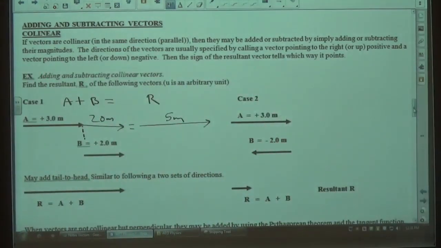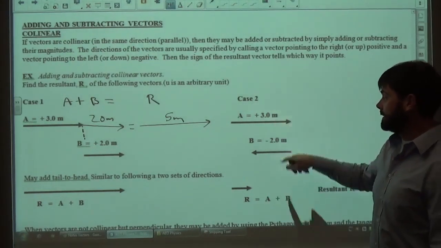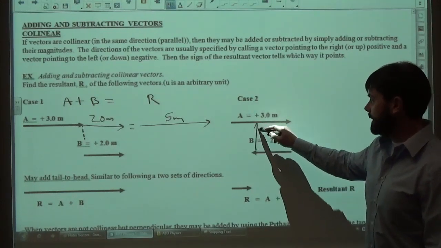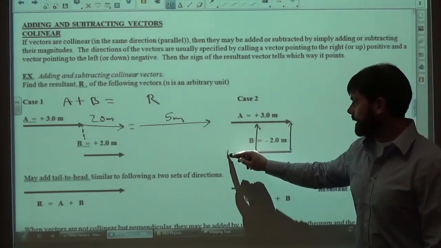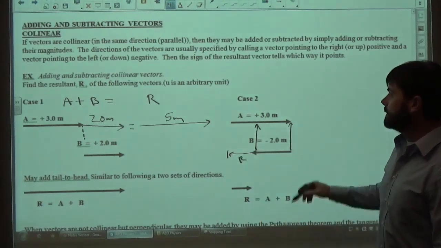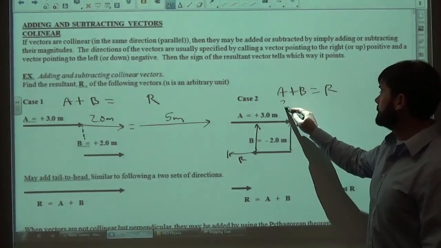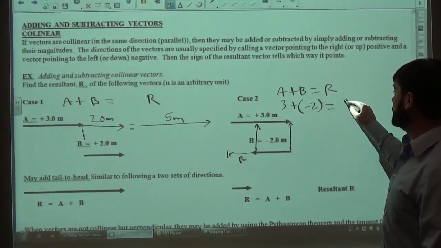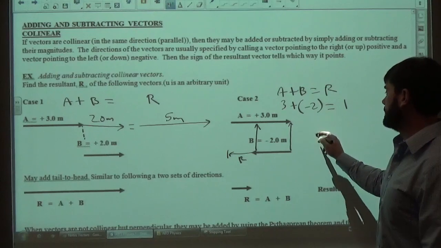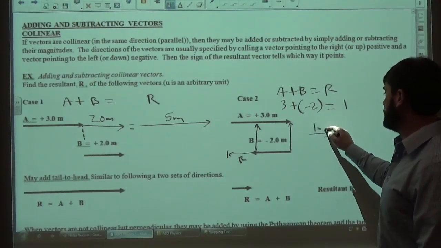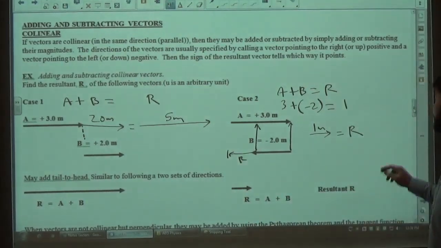Second situation, we got 2 more collinear. They're still on the same line, even though they're not pointed in the same direction. We got a positive 3 and a negative 2. You still add these together the same way. I can go tip to the tail of this one and then look at what's left over. My resultant R is really here, which if I want to look at it mathematically, A plus B equals R. My A was 3 and my B was negative 2, so my R is just going to be equal to 1. So I know that this is 1, still pointed to the right, so if I added these two together, my resultant vector would just be 1 meter to the right. This would be equal to R. That's all that's left over is the 1 meter.